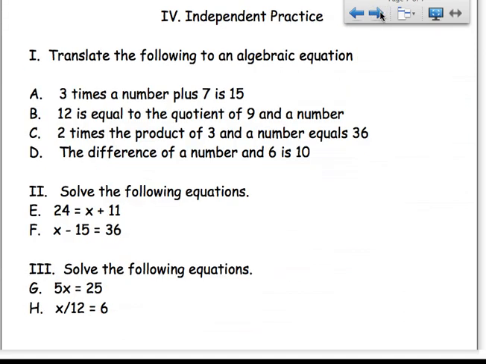Okay, now it's time for independent practice. I'd like you to complete these 8 problems independently. If you get a blue ribbon for these, you should be ready to retake objective assessment 2B point 1 through 3. Good luck.